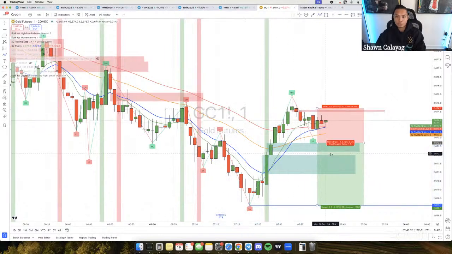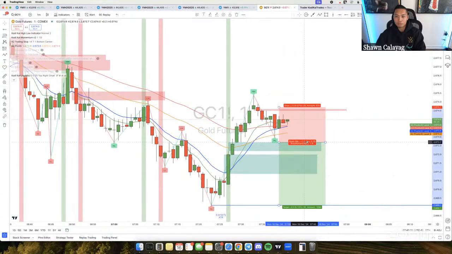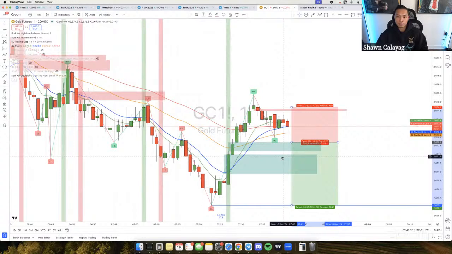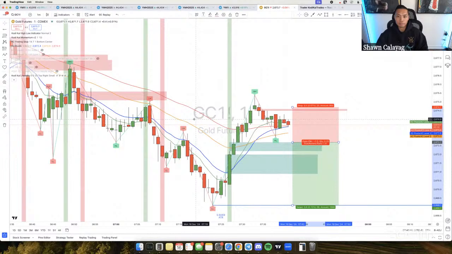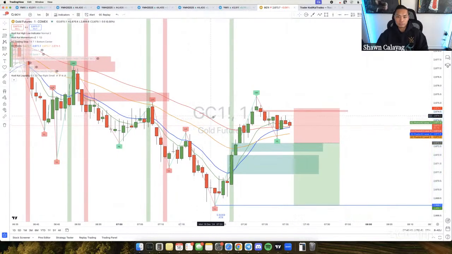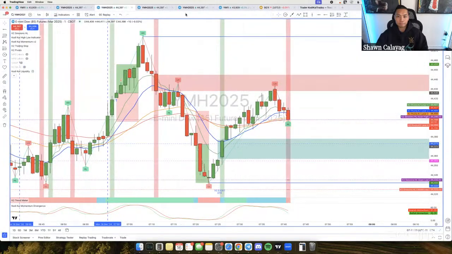This is why I don't like trading gold. Gold reminds me of NASDAQ. So gold and NASDAQ are the two assets that I never really got into trading. I know a lot of people like to trade it, but for me personally, I don't trade it very much or very ever because I feel like it's more manipulated compared to something like YM.